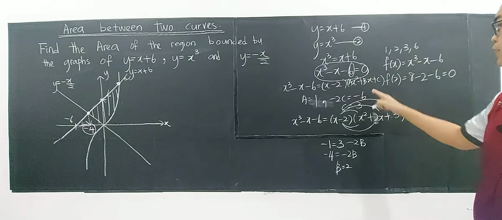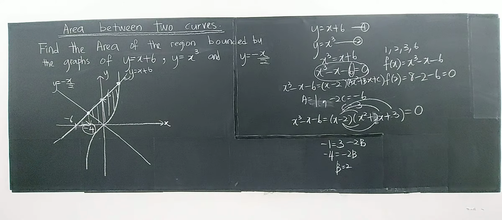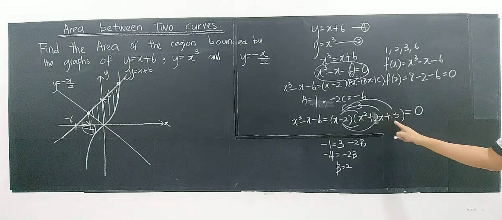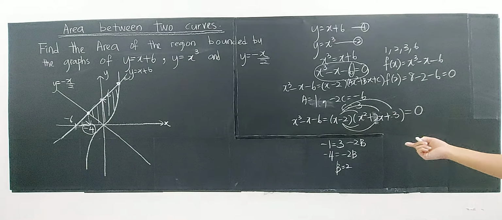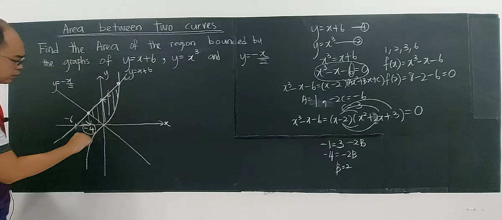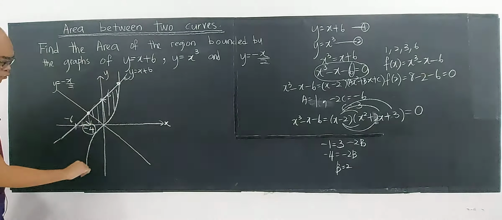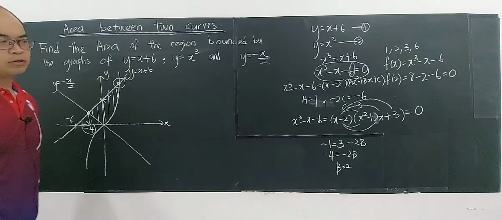So after I factorize, I take this equals to 0, right? I take this equals to 0. As you see, this one has imaginary roots, right? You can see from the graph here, the curve y equals x cubed intersects the line at only one point, right? Only one point.